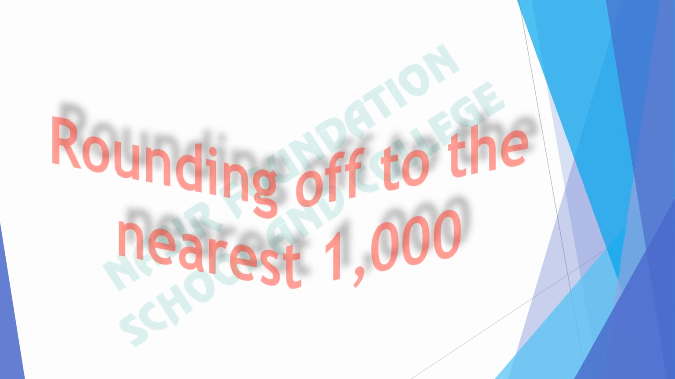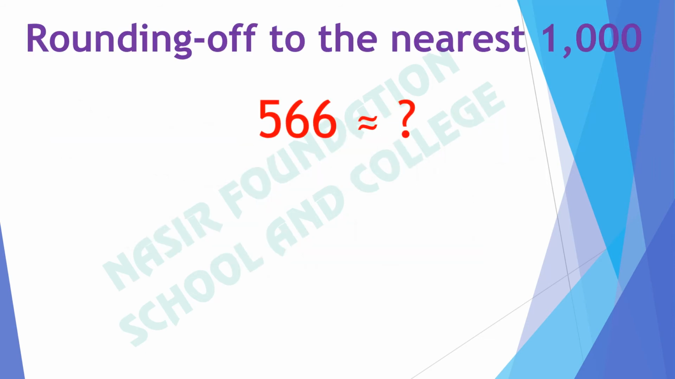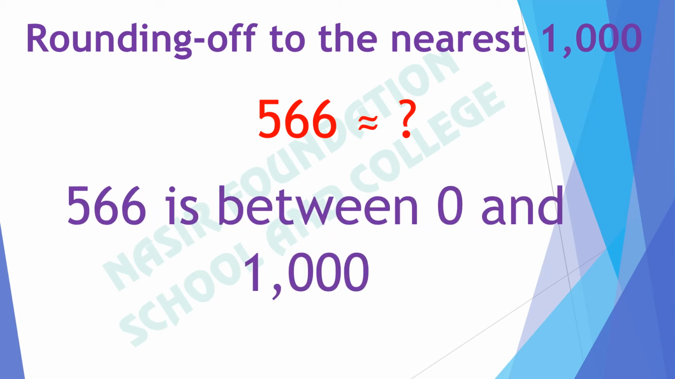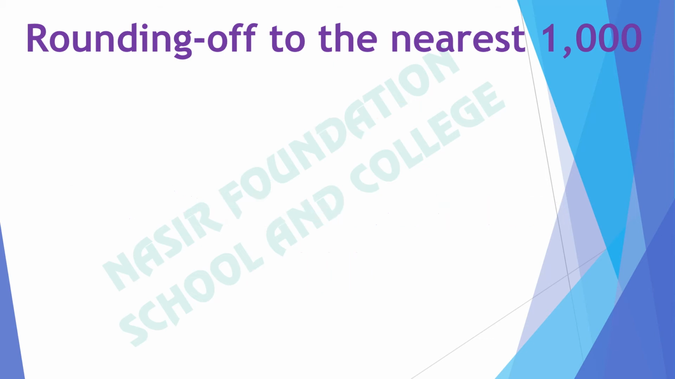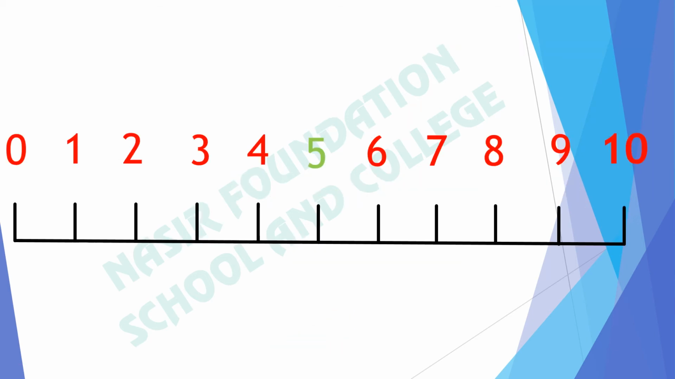Now we will discuss the rounding of the numbers to the nearest thousand. Here we have the number 566. We will round it to the nearest thousand, as it lies between 0 and 1,000. So we will see the digit in its hundreds place. The digit in its hundreds place is 5, and that is equal to 5. If we draw it on the number line, we can see that 5 lies nearer to 10.